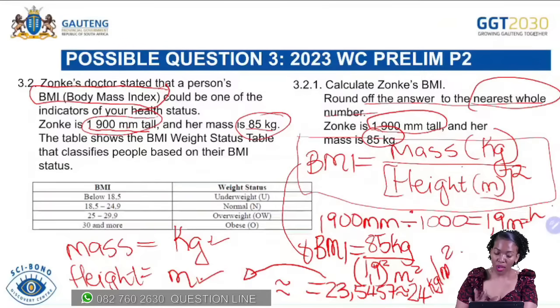So this is how you will work around a BMI. Make sure that you revise this again over the weekend. I know your teachers have taught this section, so go and remind yourself so that on Monday you are not caught wondering what is going on.